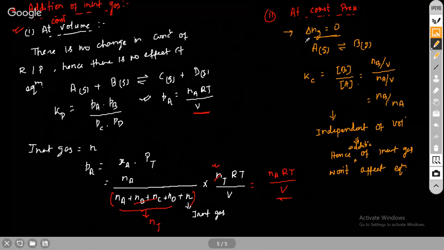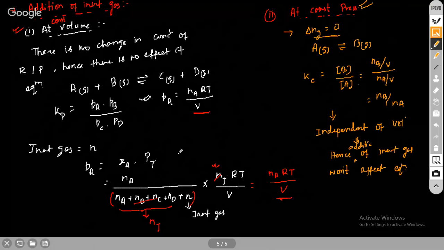See, one thing you have to understand here, we are adding inert gas at constant pressure, right? So pressure is constant, that won't change. Okay, but since we are adding inert gas, that will change the total volume. So if Kc is independent of the volume term, then whatever the change in volume, that won't affect Kc. That's why we are looking at the volume term over here.